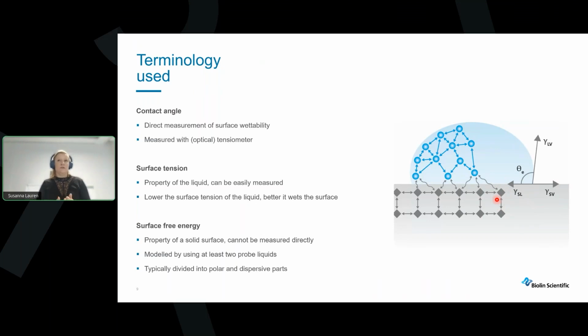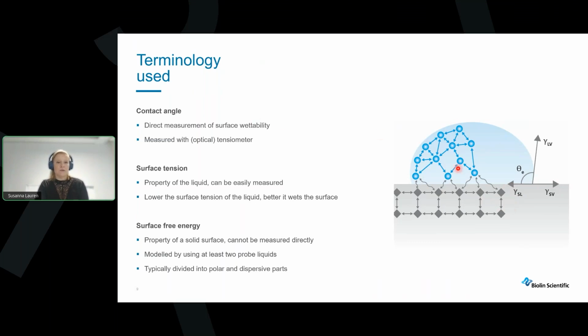The most common way to measure wettability is using the contact angle, which we can measure also here at the three-phase contact point. And contact angle is really a direct measurement of surface wettability, and most often it's measured with optical tensiometers. Force tensiometers can also be used, but most commonly we would use optical tensiometer to measure the contact angle.